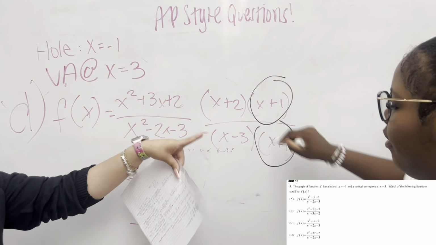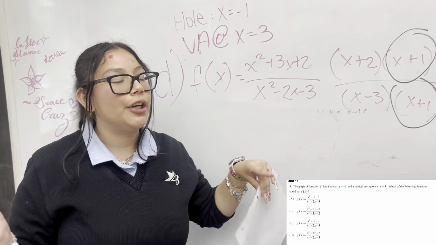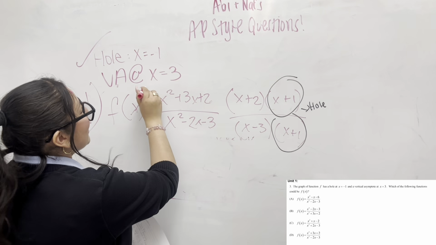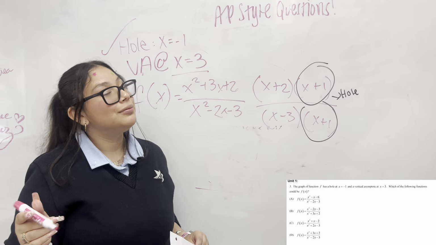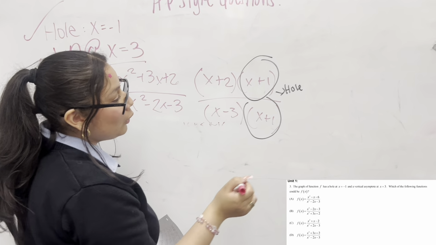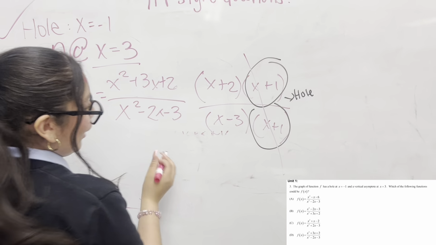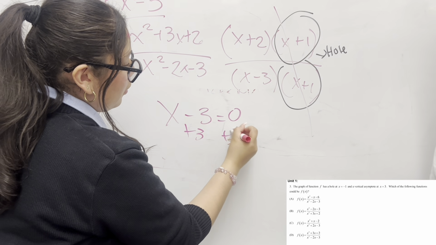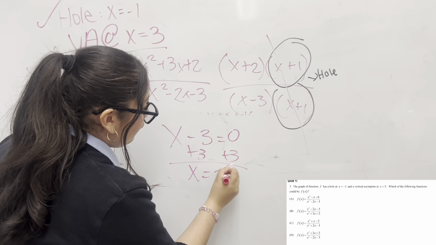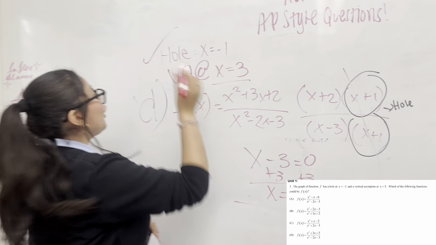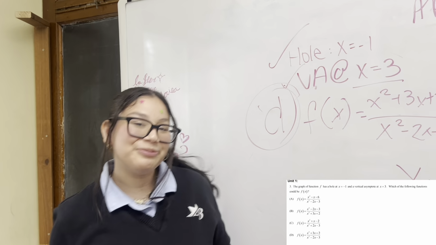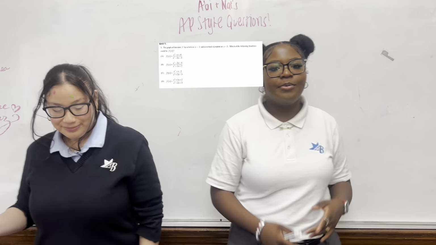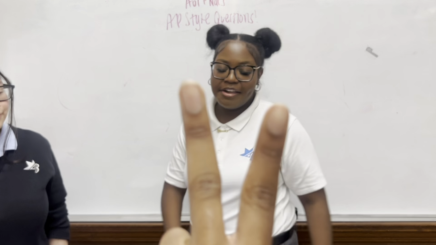Clearly, we see that we have an x plus 1 in the numerator and denominator, so that gives us a check for our hole. However, for the vertical asymptote, it was x equals 3. You want the denominator to equal 0. When you have a hole already, this cancels out. Now you're left with x minus 3. You set this equal to 0, get x by itself, and you get x equals 3, meaning our correct answer choice is in fact D. And that's how you solve question number 1. Now, we're moving on to question number 2.